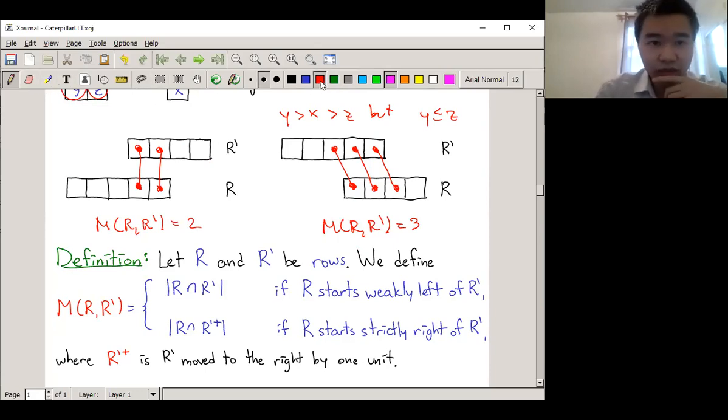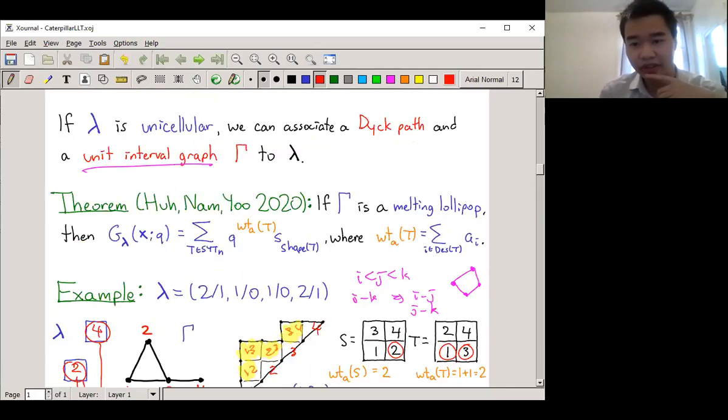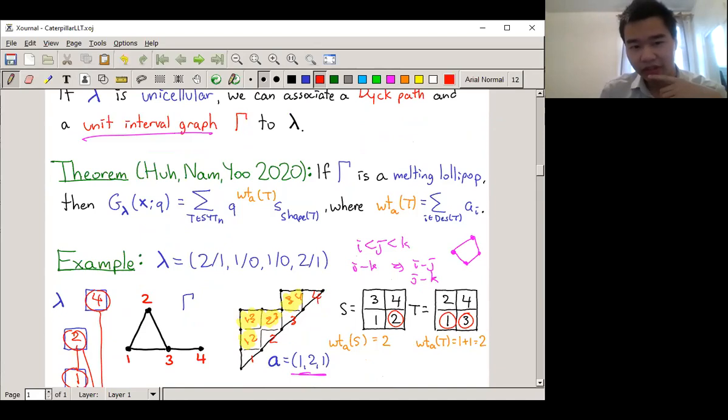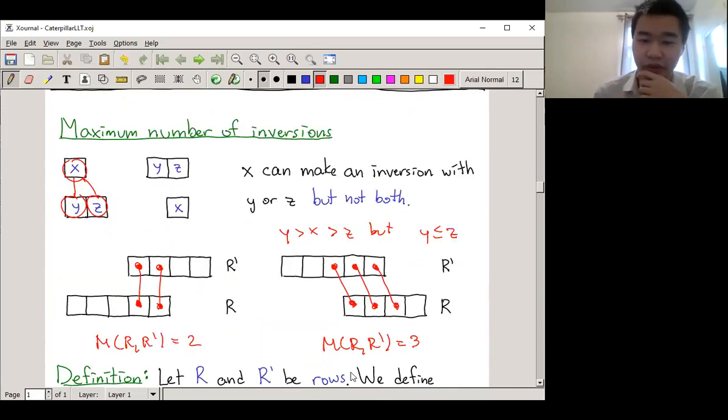Okay, so great. What I wanted to do was generalize this unit interval graph idea, but instead of just having edges between cells that can make inversions, I wanted to measure how many inversions the rows could make.